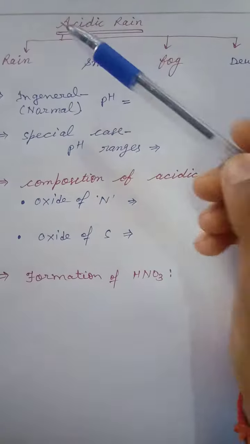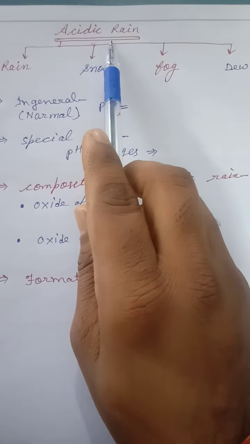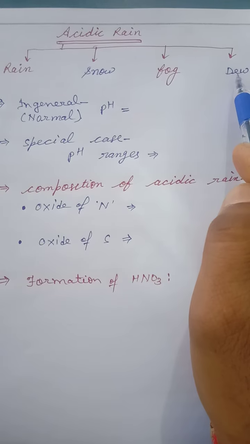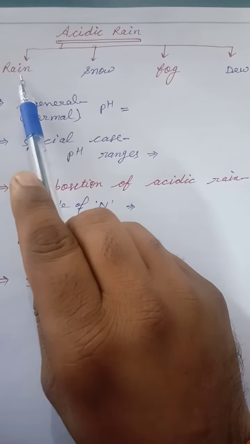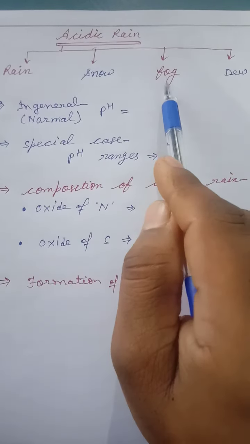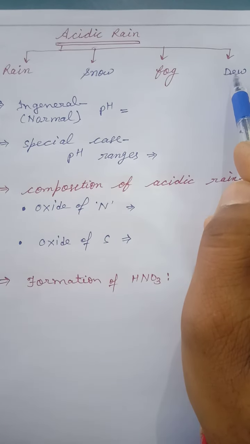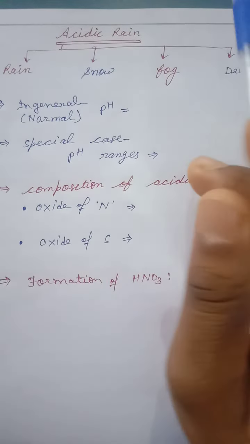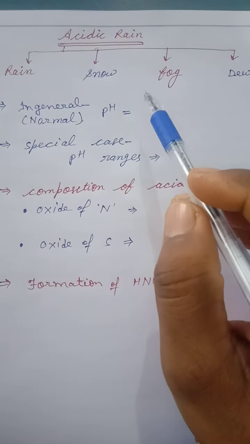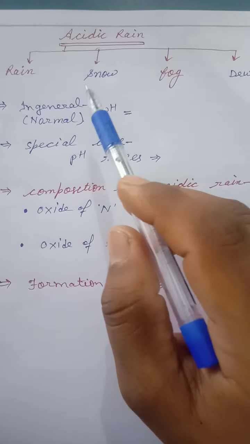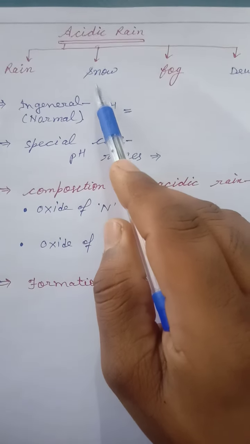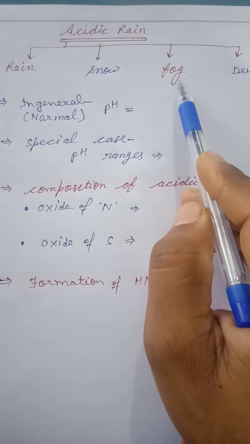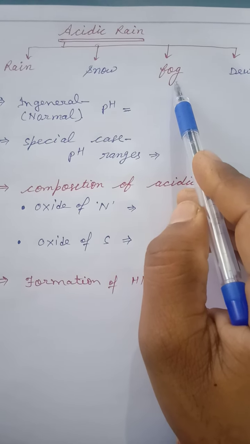See, acid rain mainly includes rainwater, snow, fog and dew. If the pH value of rain, snow, fog and dew is less than 7, then it comes under acid rain. The term acid rain is used to describe all the precipitation like rain, snow, fog and dew that is more acidic than normal water. Their pH is less than 7.